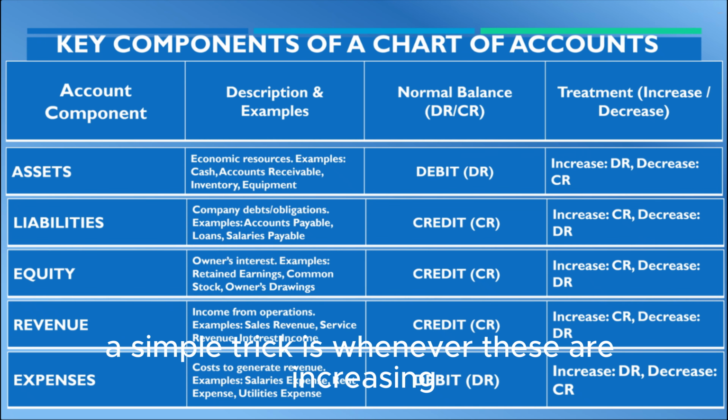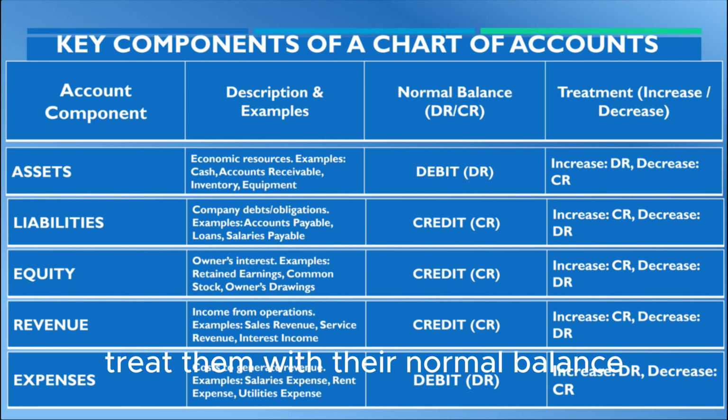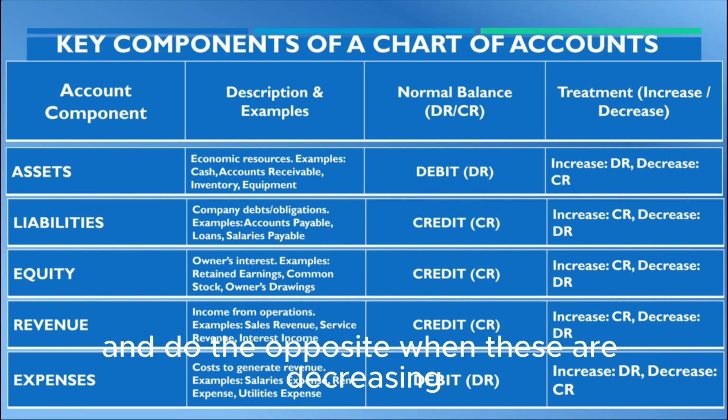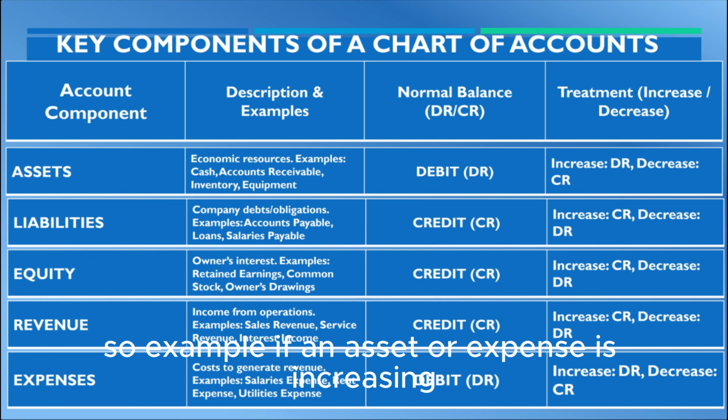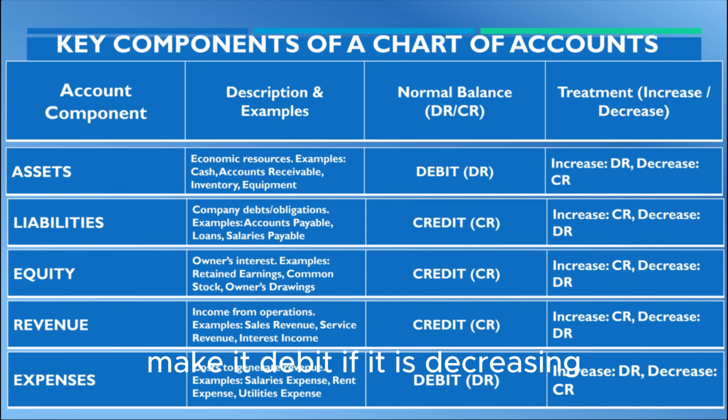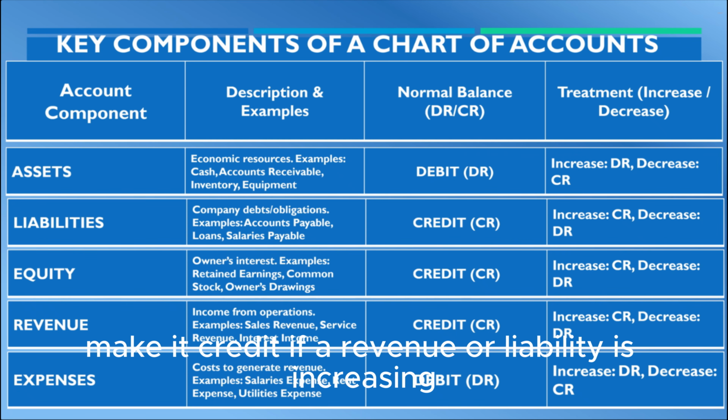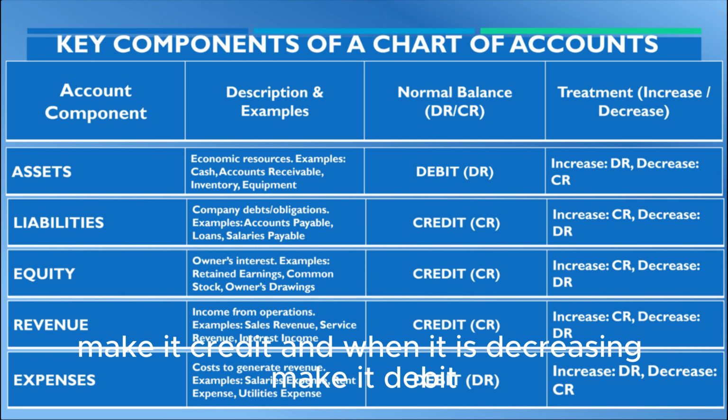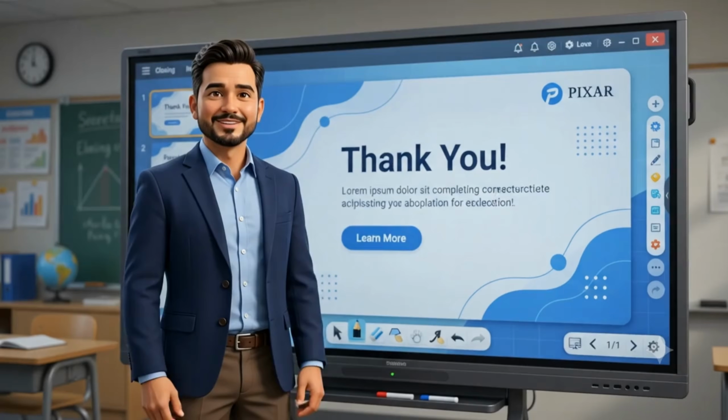A simple trick is whenever these are increasing, treat them with their normal balance and do the opposite when these are decreasing. So example, if an asset or expense is increasing, make it debit. If it is decreasing, make it credit. If a revenue or liability is increasing, make it credit, and when it is decreasing, make it debit.